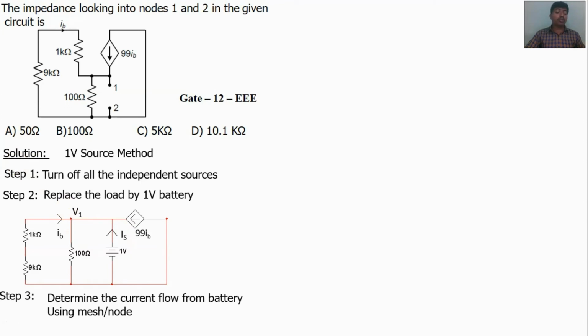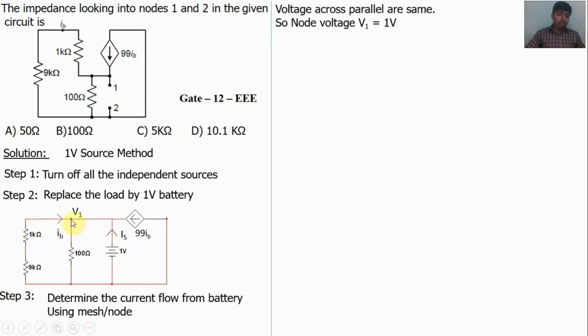The objective of the node analysis is to find the node voltage V1. But here the node voltage is directly given. The node voltage means this point to ground. This point to ground means 1 volt. The node voltage is directly given. So our objective is to find IS. So by using the node voltage, find all the branch currents. Then only can we find the source current IS.